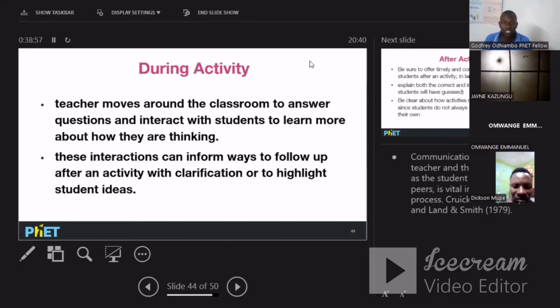During the activity, the teacher moves around the classroom to answer questions and interact with students to learn more about how they are thinking. The teacher will also communicate with the students and help or intervene in situations where the students are stuck. The interactions will inform how the teacher does a follow-up or clarification and highlights the students' ideas.